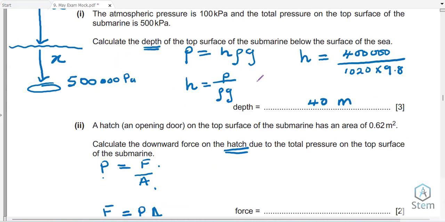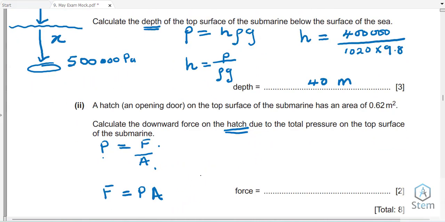Now, we can say force is 500,000 times 0.62. You punch that in your calculator and you get 310,000 newtons.